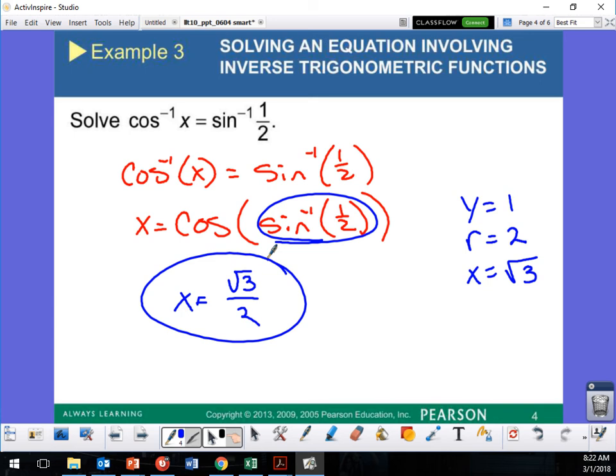Questions? Yes. Where'd you get rad 3 over 2 again? See this right here? Sine is y over r, so I'm going to use the Pythagorean theorem with y and r. So I have x squared plus 1 squared equals 2 squared. So x squared plus 1 equals 4. Subtract, so I get x squared is 3, x equals plus or minus rad 3, and we're dealing with only the positive here. So it's going to be rad 3, so that's where I get that.